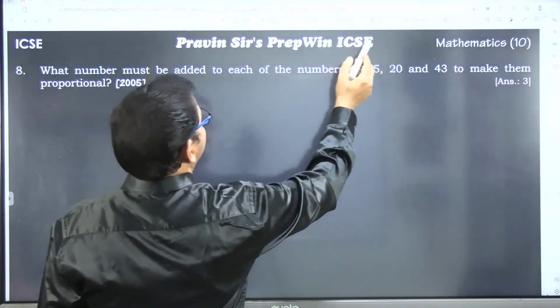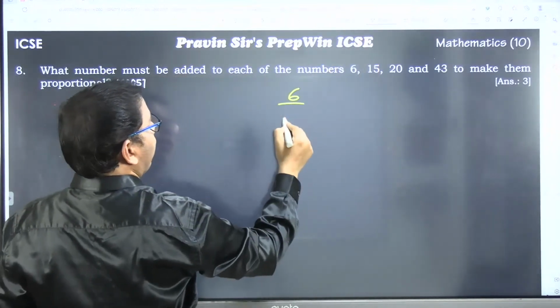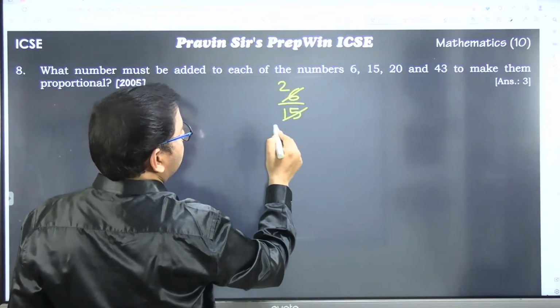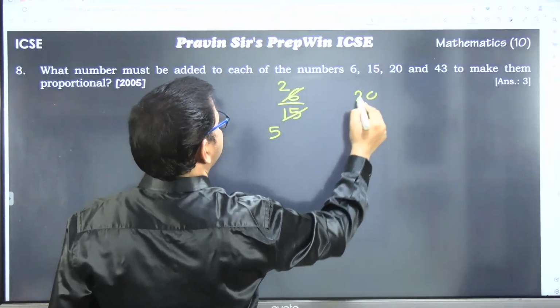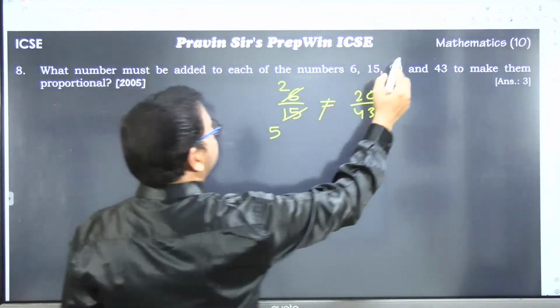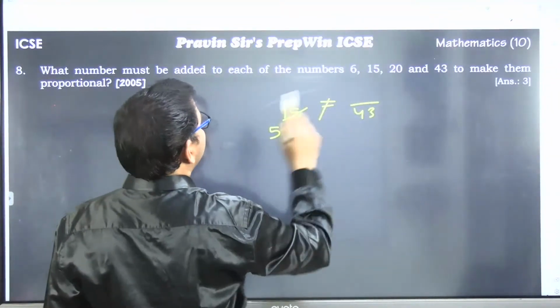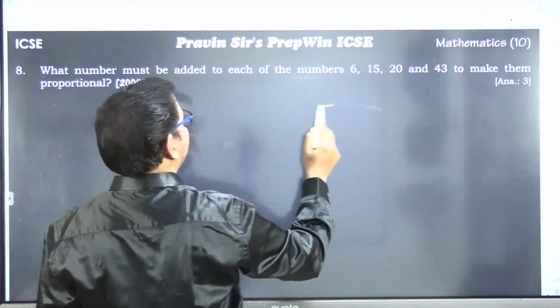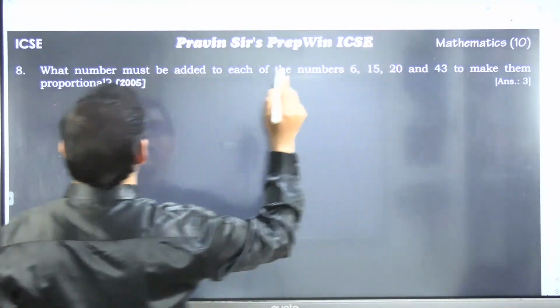Okay, look here, 6 upon 15. 6 upon 15 क्या आएगा? 3 into 2, 3 into 5. And 20 by 43, can we cancel this? I don't think so. So ये equal नहीं है, मतलब ये proportion में नहीं है. तो इन सबको एक नंबर add करना है. Okay, we have to add one number.